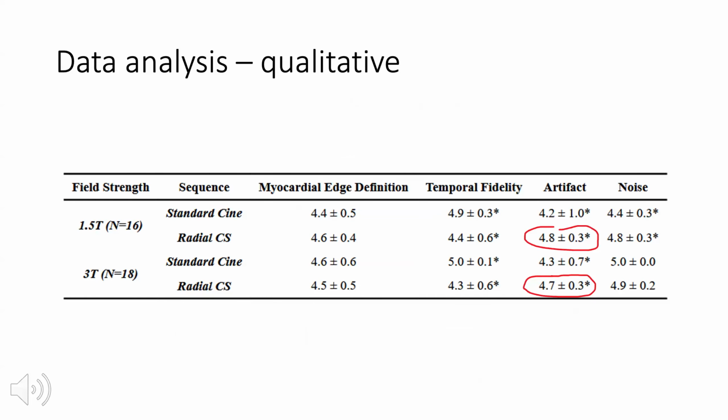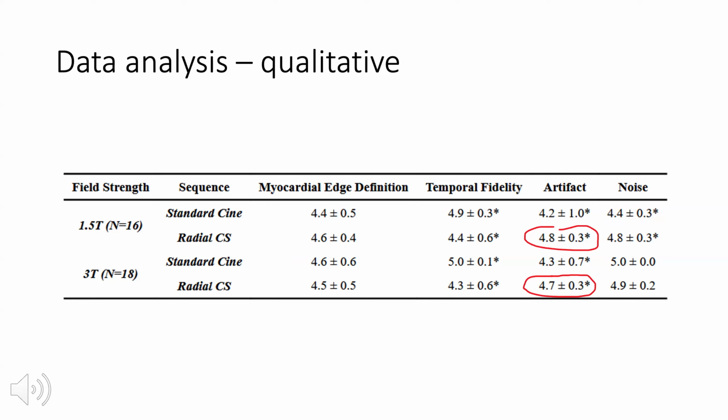Now I'd like to talk about the qualitative data analysis. They invited 2 image raters to evaluate the image quality of standard Cine and Radial Cine based on myocardial edge definition, temporal fidelity, artifact, and noise level using a 5-point Likert score, where level 1 is non-usable and level 5 is excellent.